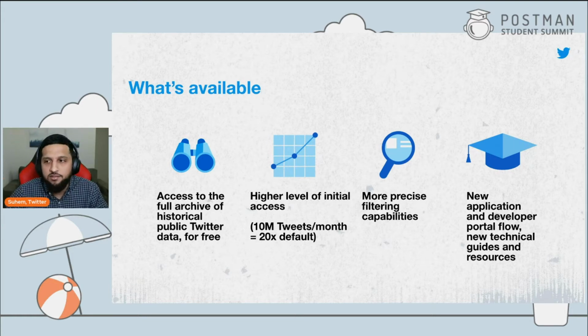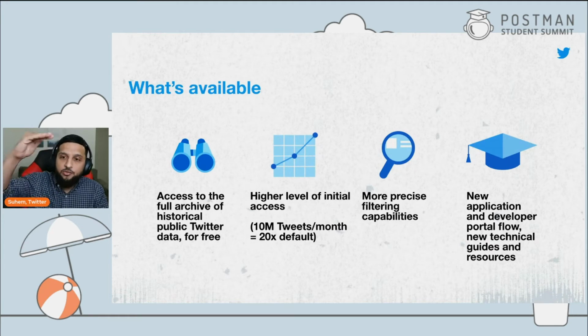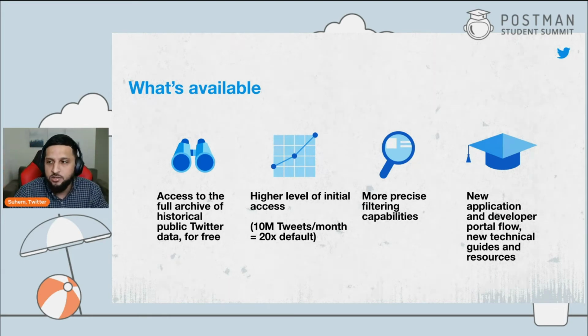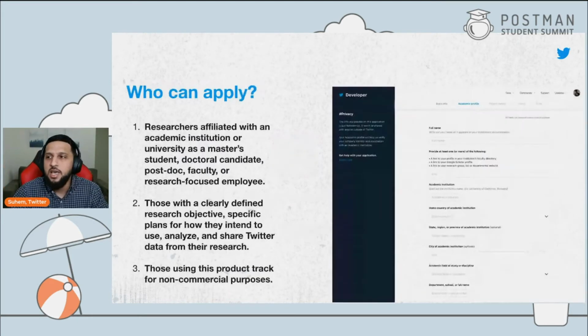They get higher levels of access, meaning they get 10 million tweets per month. They're able to filter specifically for certain things, like, give me all geotagged tweets. So they have more precise filtering capabilities, and they get a new application flow as well, right? The application flow for researchers is in addition to the developer portal.